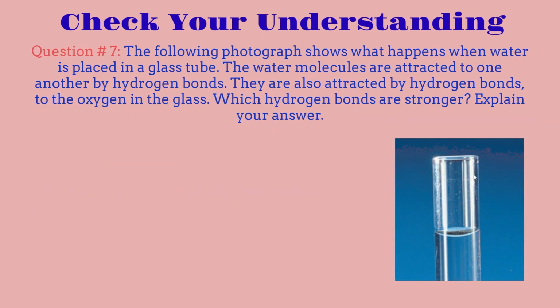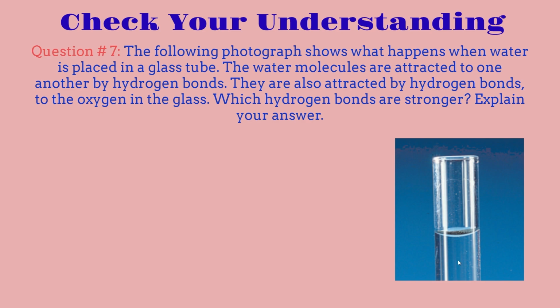So furthermore, for question number 7, the following photograph shows what happens when water is placed inside of a glass tube. The water molecules are attracted to one another by hydrogen bonds, and they're also attracted by hydrogen bonds to the oxygen inside of the glass. So which hydrogen bonds are stronger? Explain your answer. So basically this question has two different parts.